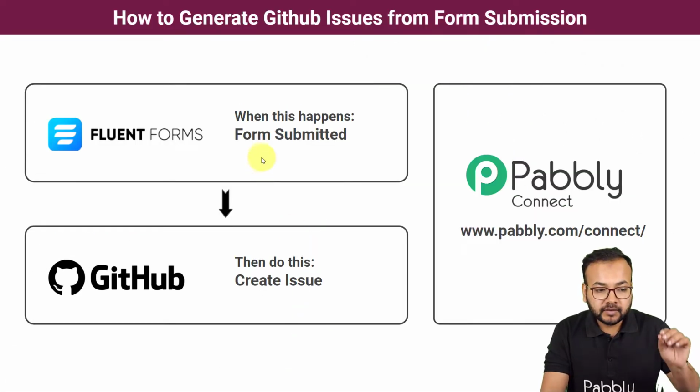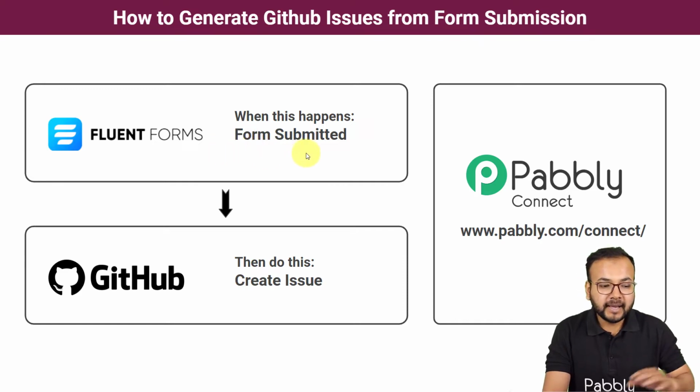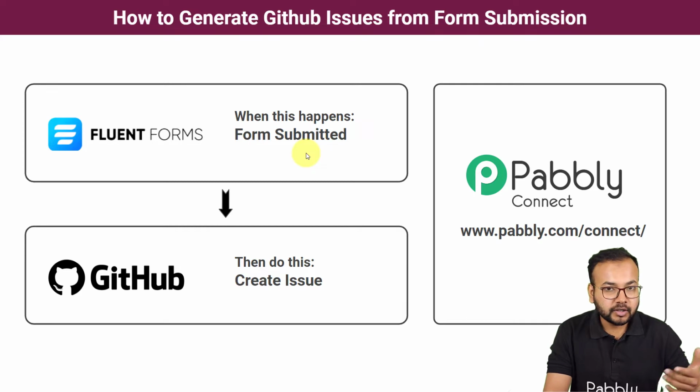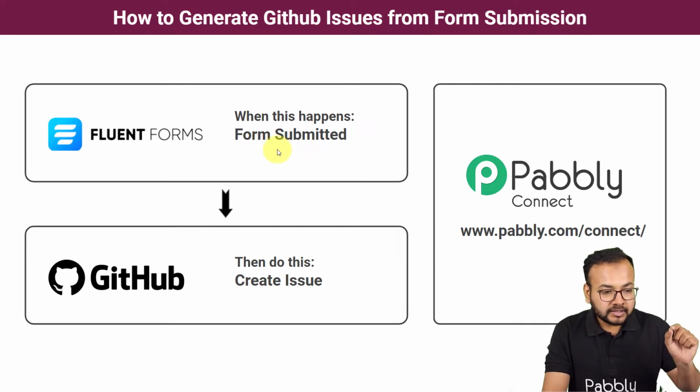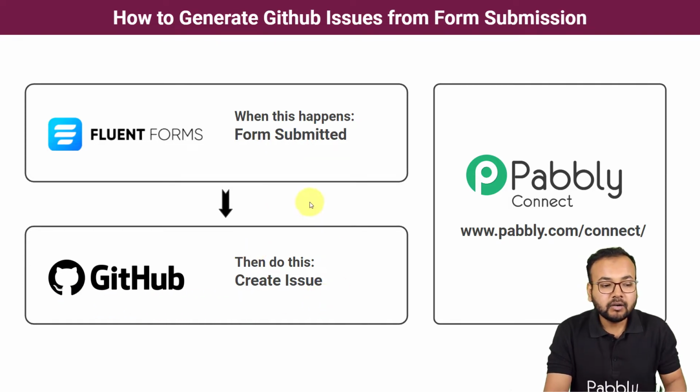So here the flow of the automation is going to look like this. As and when any person submits the form, may it be your client or your user, according to the same form submission, an issue is going to be created in GitHub application automatically. So you need not manually sort out the details that you are getting from your users or your clients and manually create issues in GitHub.